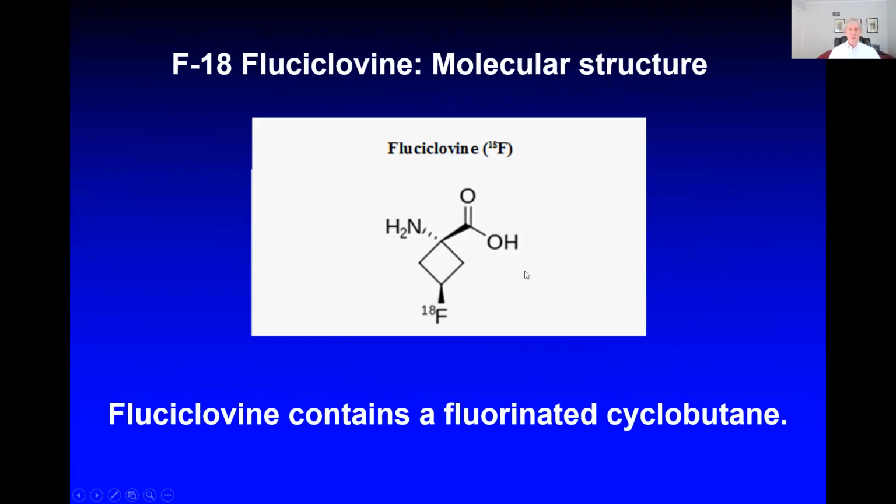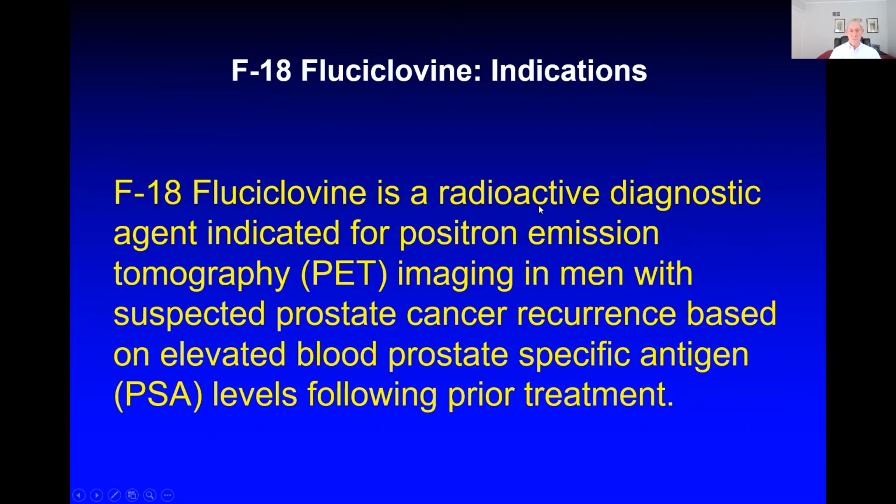It's a curiosity kind of thing, but it's the only cyclobutane I've seen. And this drug is used in patients who have a recurrence of prostate cancer after they have had a prostatectomy, and there should be a PSA level of 0, but they have some PSA reading. And what that implies is there is a tumor there. And this is a drug of choice to find that tumor.